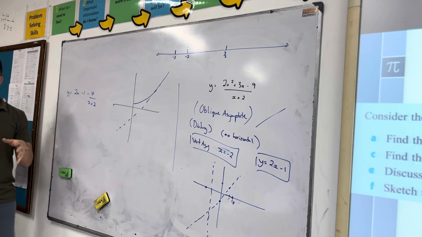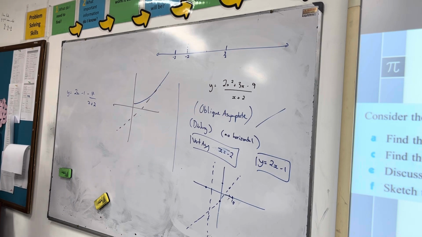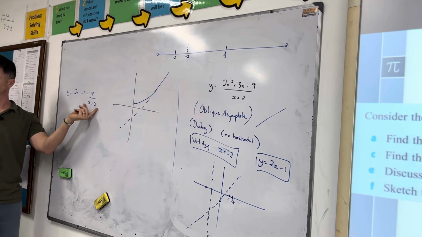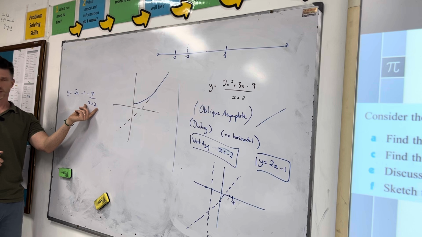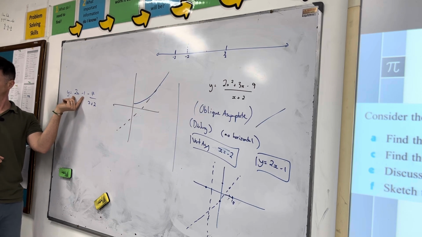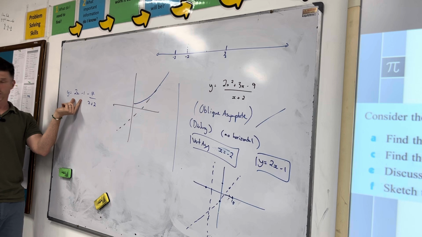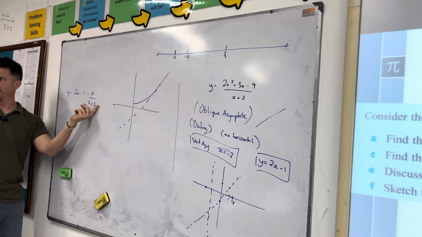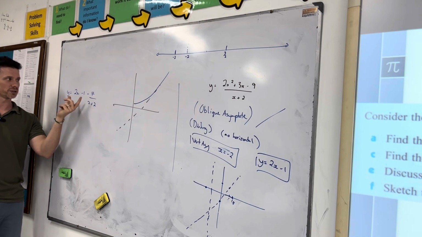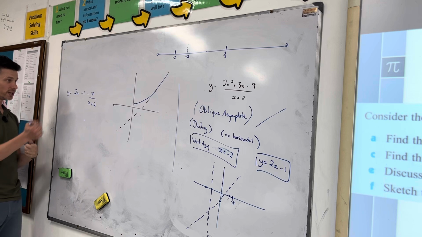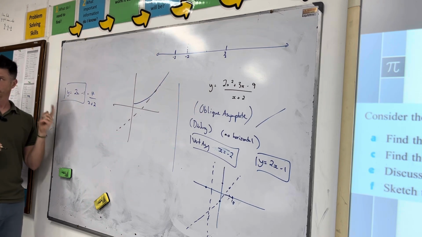As x gets huge, think about x as a really large number. This remainder is going to get so small. This will take over completely. It's going to go right towards this line because the remainder is so small. So if x is 1,000,000, this is going to be 1.99999 million minus a tiny fraction. So it's going to be super close to this line, pretty close to this line at that stage.